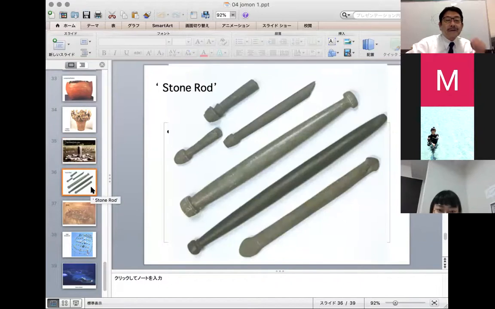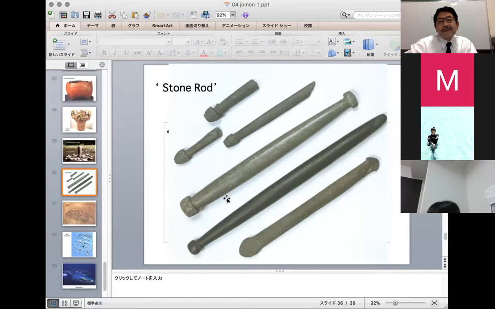And especially in the latter half of the Jomon period, when they were having a hard time surviving, they started to make this kind of tools. I mean, I shouldn't call it tools, maybe tools, but not daily use tools. You can't use it for anything. And some of these are very, very big. It's over 2 meters long, huge ones too.